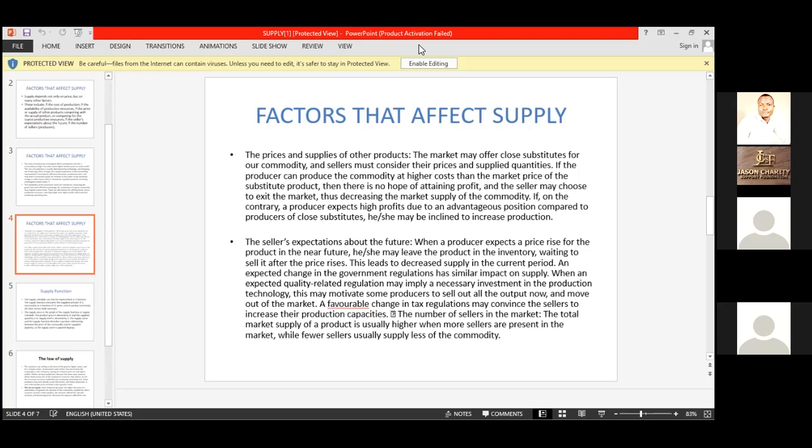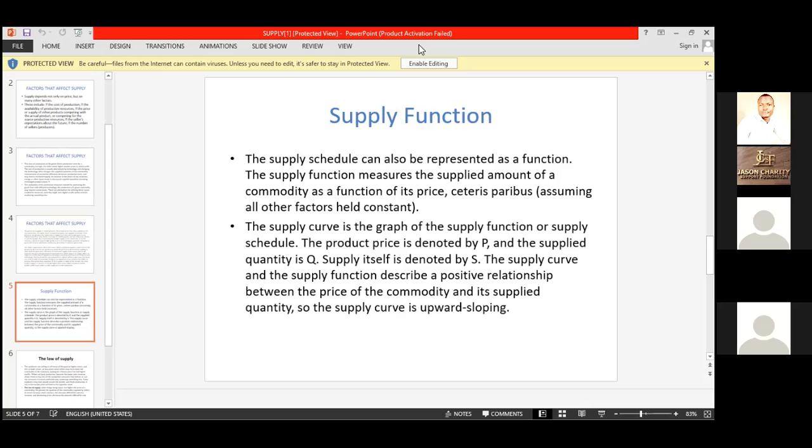So that's the summary of what affects supply. Now we go further by looking at some other factors very well. So let's pick them one after the other.